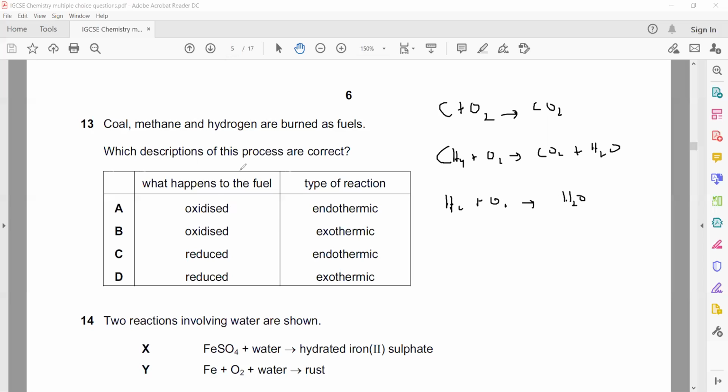So what happened to the fuel? Because oxygen is added, we call that oxidation. And for the type of reaction, because you are burning, combustion is always exothermic. So it is oxidized and an exothermic reaction.